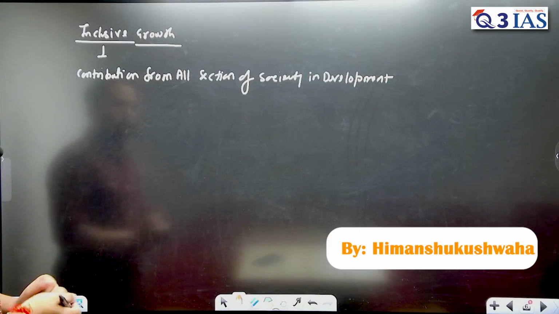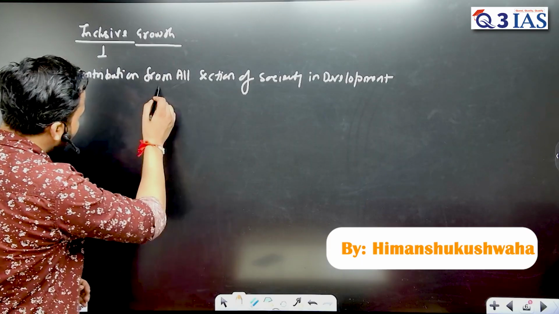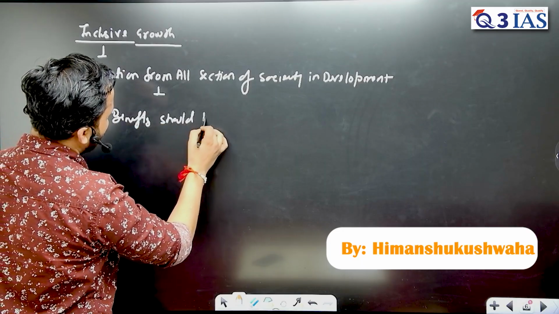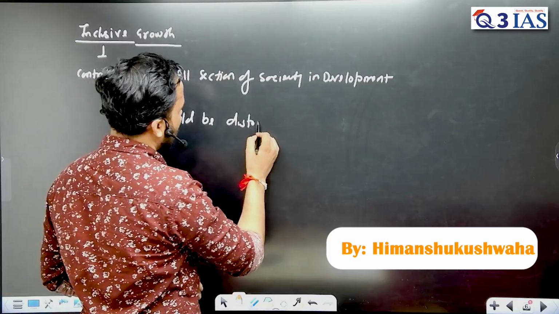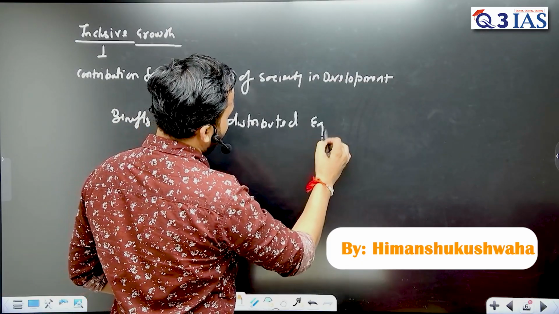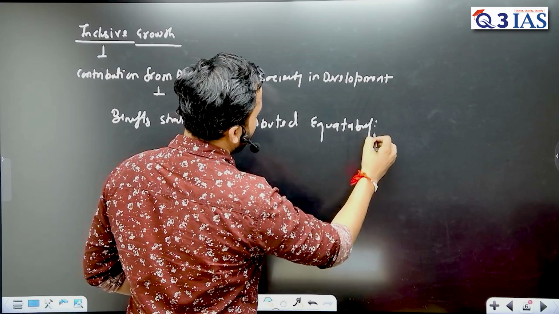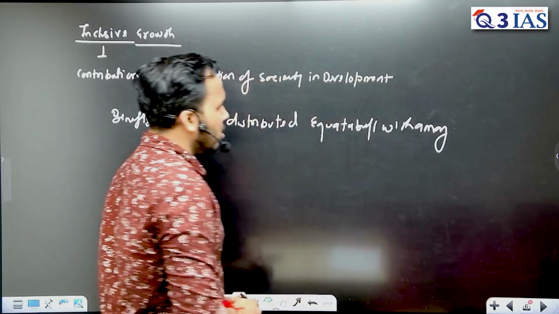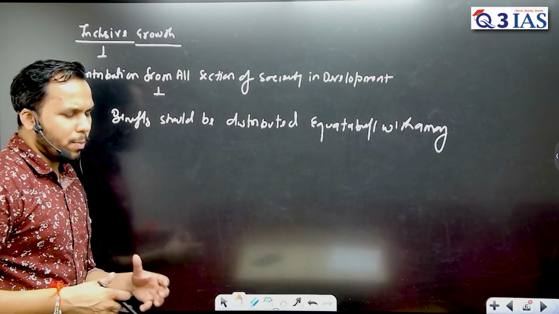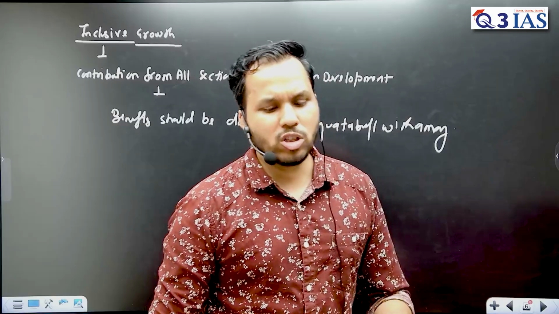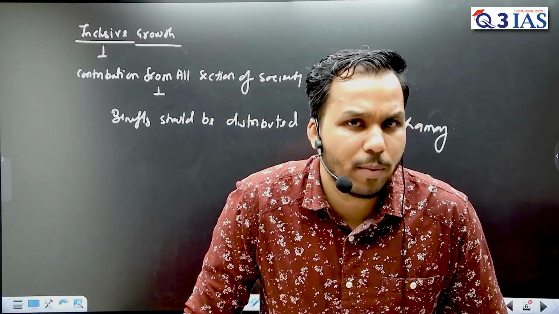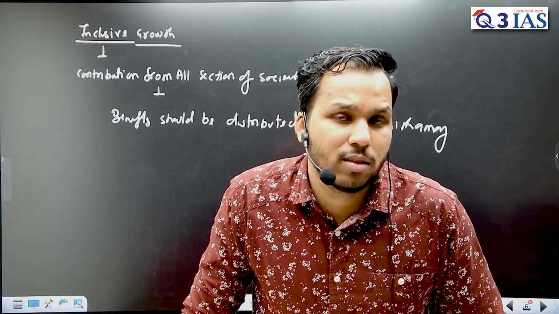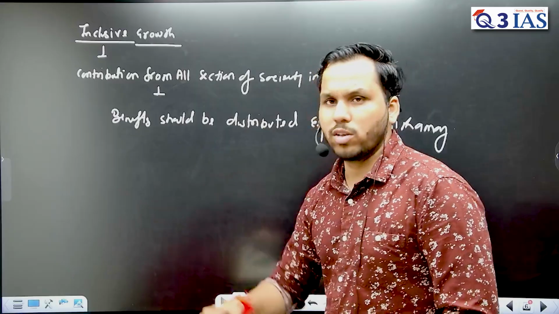What is the first statement? Contribution from all sections of society in development, and benefits should be distributed equitably among them. It means every section of society must have a contribution in the development. If every section of society is contributing to the development, they must be rewarded back. So this is basically inclusive growth.